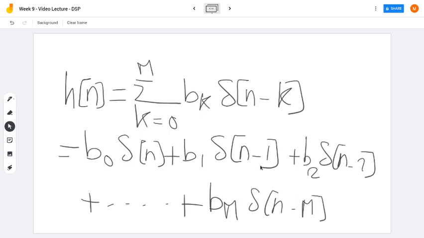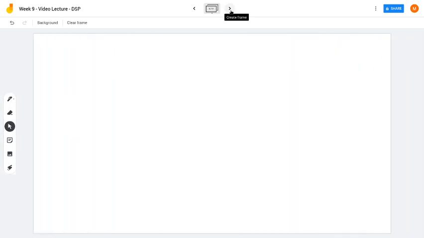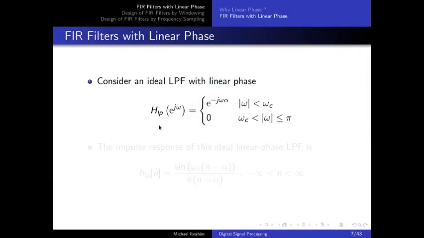Okay, so let's now try to find the impulse response of this filter we have, the ideal low-pass filter. So let's go back to our slides over here. We have H of e to the power j omega taking this form, e to the negative j omega alpha when modulus omega is less than omega c and 0 otherwise.